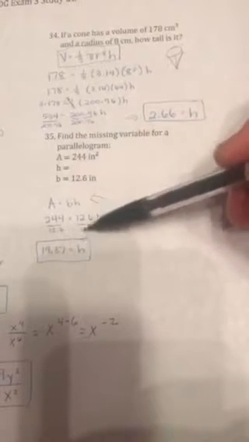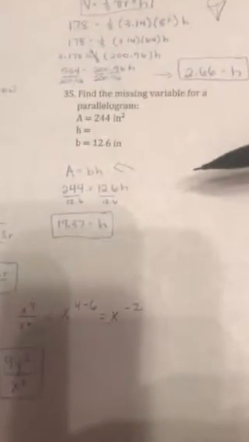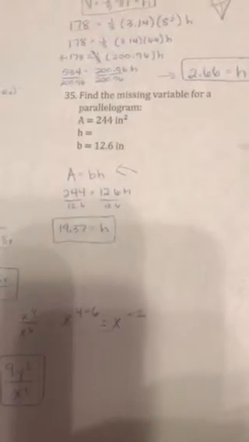Okay, last but not least, we are going to find the missing variable for a parallelogram. So the area of a parallelogram is base times height, very similar to length times width. They've given us the area, they've given us the base, and they want us to find the height. So we just divide by 12.6 and find out that the height is 19.37.